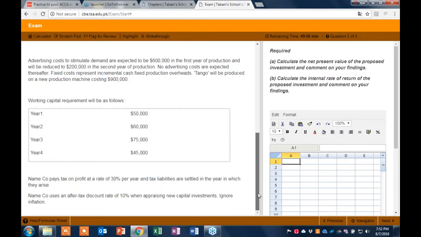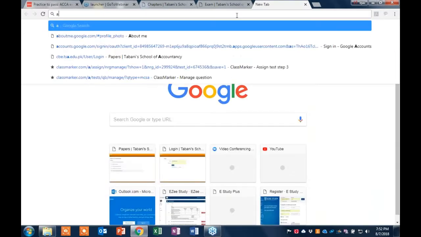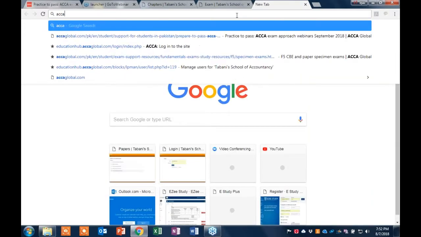So if you people are done with the screenshots, okay, I'm giving you 10 minutes, and within those 10 minutes, you people have to solve the same question. Now it's up to you whether you use Excel on your computers, or if you want to go to the ACCA's website. I'll just show you how you can go to ACCA's website, ACCA.